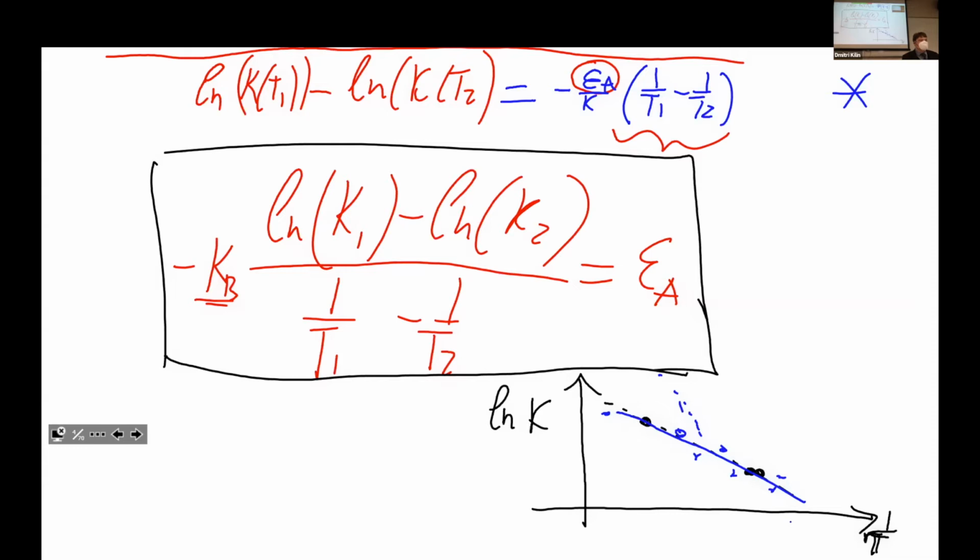Is it enough information to process the data? Yes. How do we find the temperature that is different from T0, right?